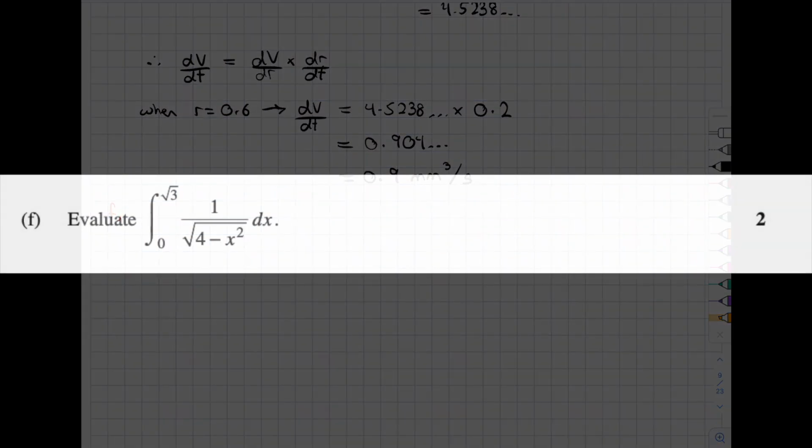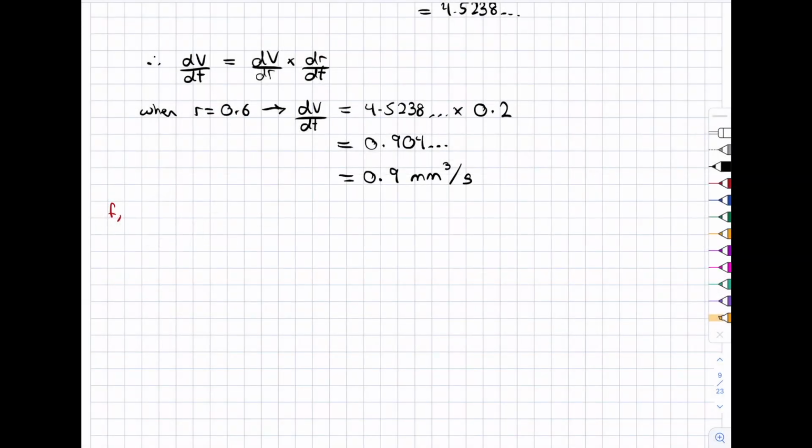Now part F says to evaluate the integral from 0 to root 3 of 1 over the square root of 4 minus x squared dx. So let's write it down. The integral from 0 to root 3, 1 over the square root of 4 minus x squared dx. Okay, so if I'm looking at this, I see that it's only worth 2 marks. So I'm not anticipating too much is required from me here.